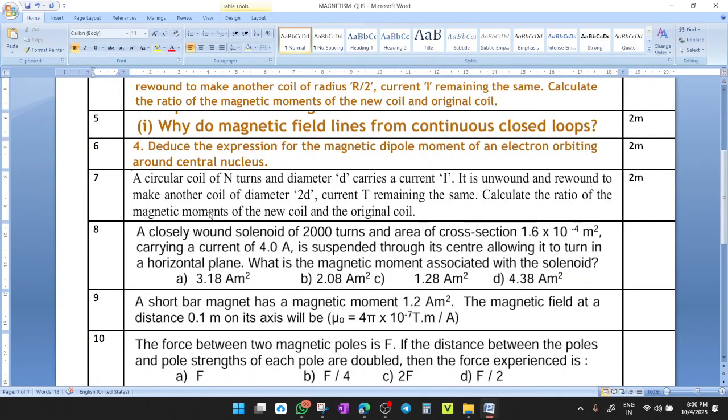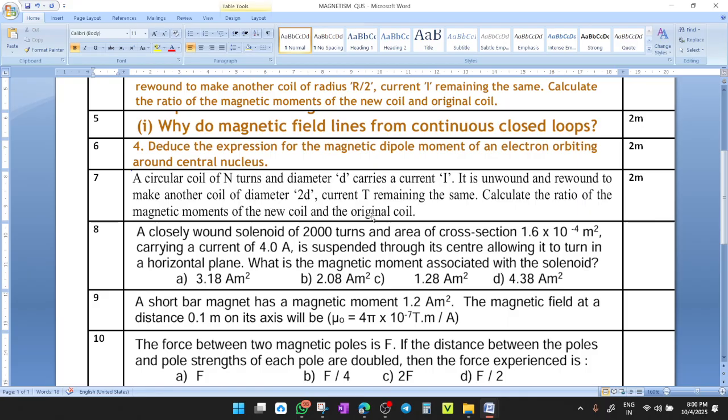Question number 7. A coil of n turns and diameter d carries a current I. It is unwound and rewound to make another coil of diameter 2d, with current I remaining the same. Calculate the ratio of magnetic moment of the new coil and the original coil. So you see there are n turns and the diameter is d.